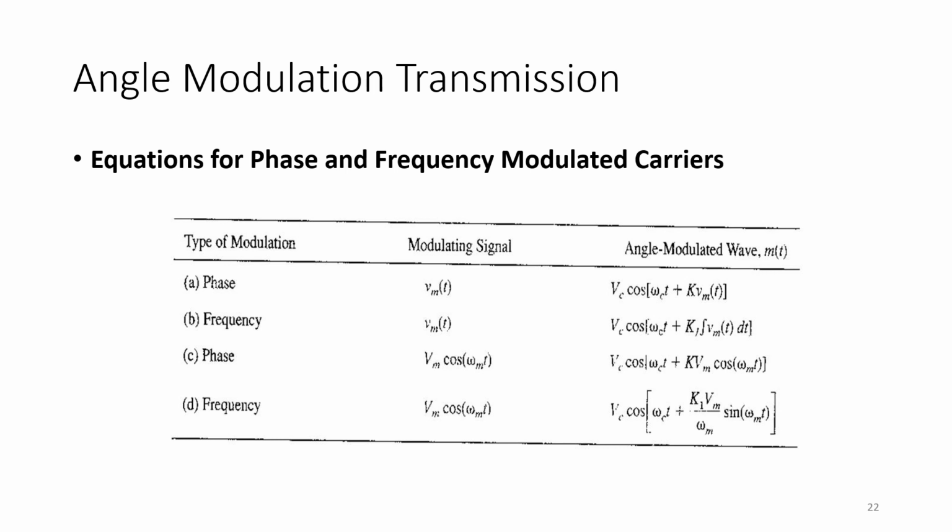So for the angle modulated waveform, for phase, it is given by Vc cosine omega ct plus K vm. K is the deviation sensitivity for phase modulation. Likewise, also here, this is for phase modulation. For frequency, we have K1. K1 is your frequency deviation sensitivity for frequency modulation. So your modulating signal can either be a sinusoidal waveform or it can also be a cosine waveform.